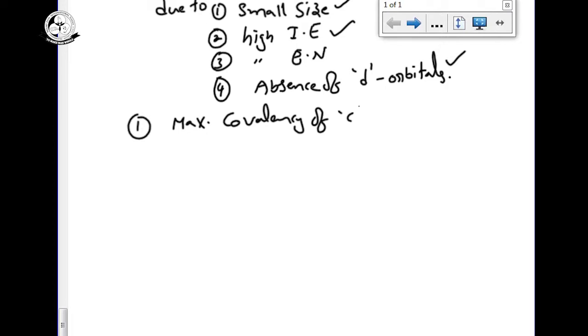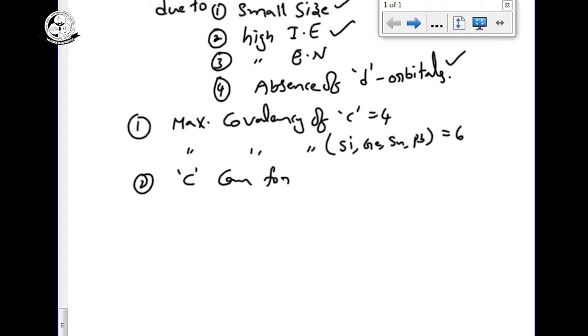Carbon's maximum covalency is only 4, but the remaining elements, silicon, germanium, tin and lead, can show a maximum covalency of 6 also. And the second one is that carbon can form π bonds. Moreover, that π bond is a p pi bond.